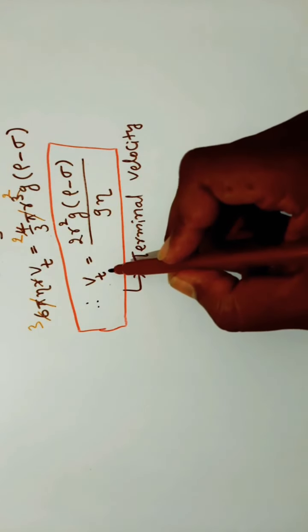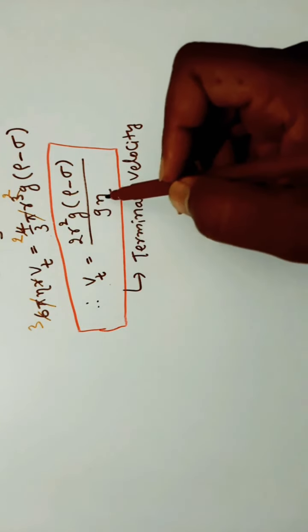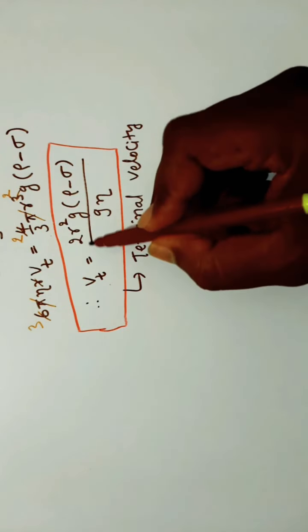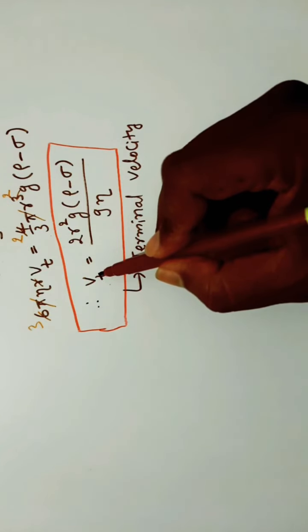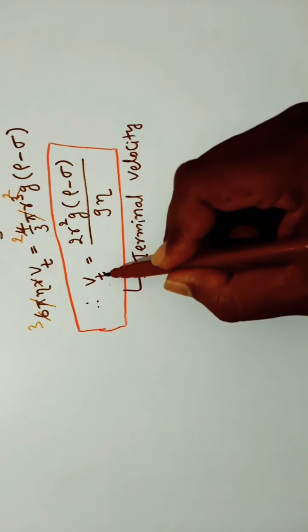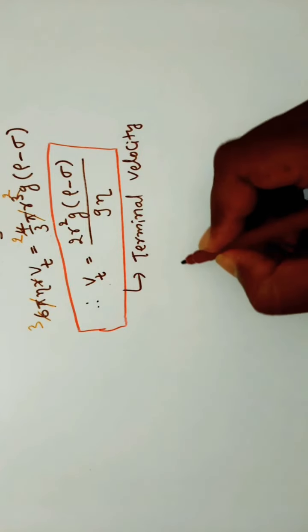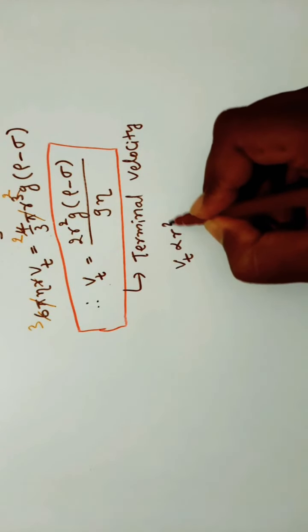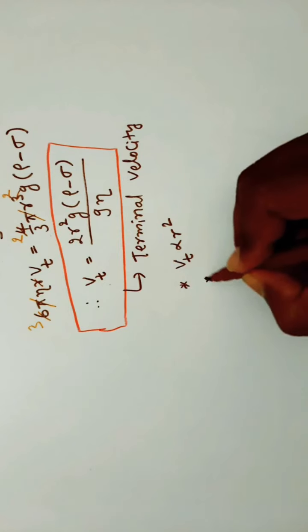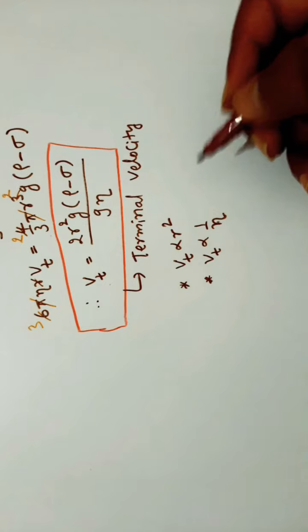So here terminal velocity Vt depends on r and eta. Vt is directly proportional to the square of the radius of the sphere. Vt is inversely proportional to the viscosity of the medium. So from this we can write Vt is proportional to r square, and Vt is proportional to 1 by eta.